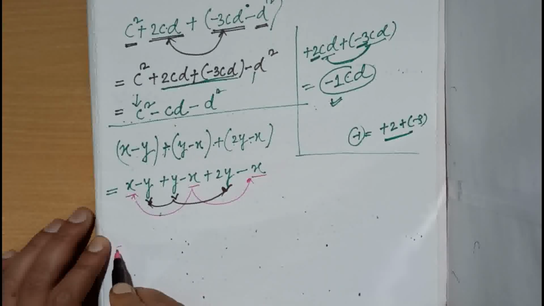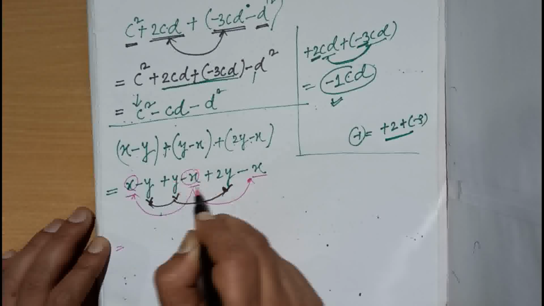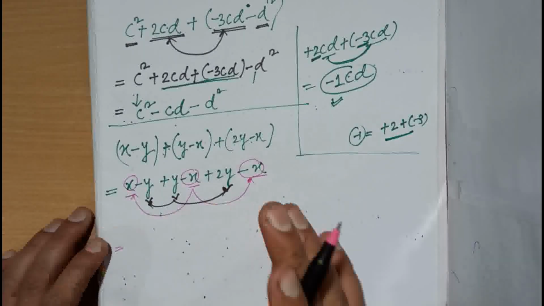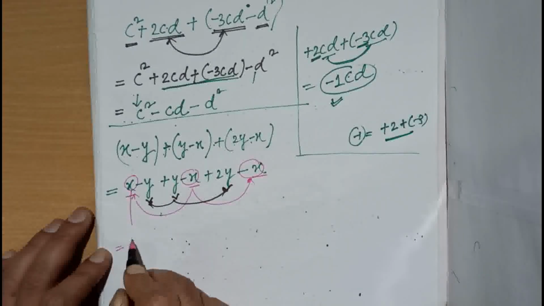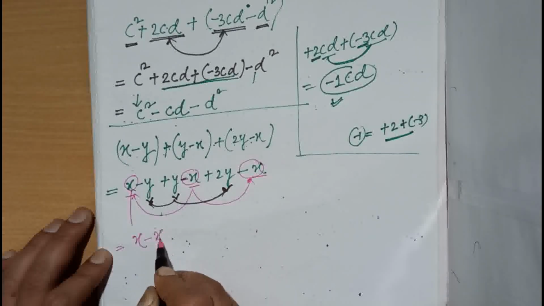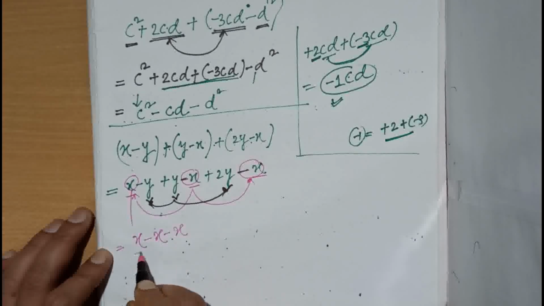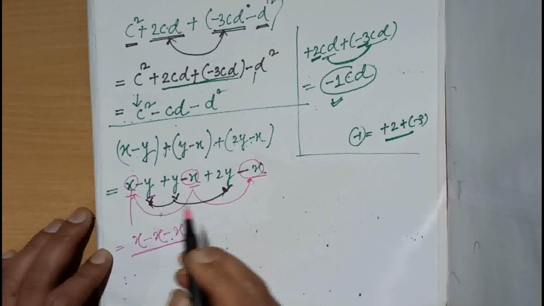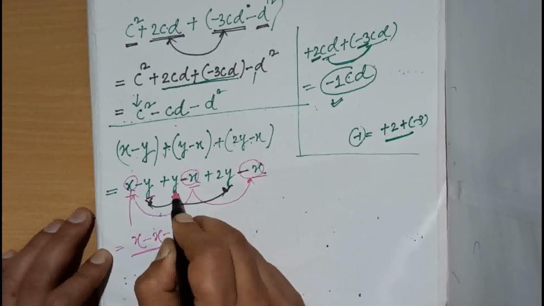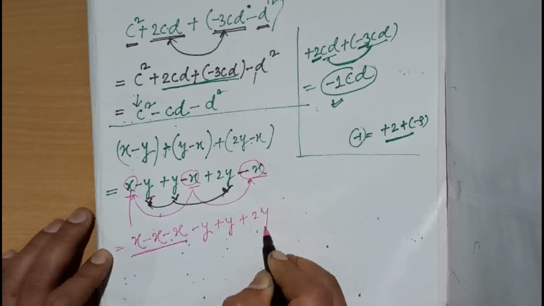So that means what you can add now, you can add this one, and this one. Before that we will rearrange the like terms. So first you write this, then this one, it is minus x, it is also minus x. We are writing the like terms together, rearranging them. After that we will write minus y, this one is plus y, and this one is plus 2y.